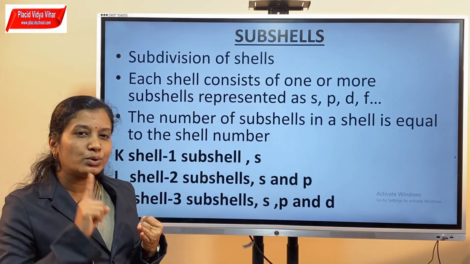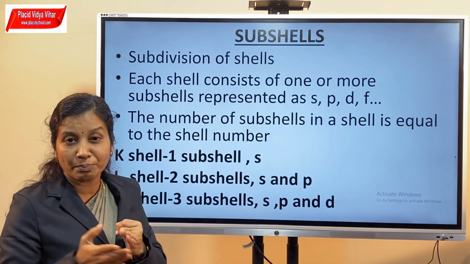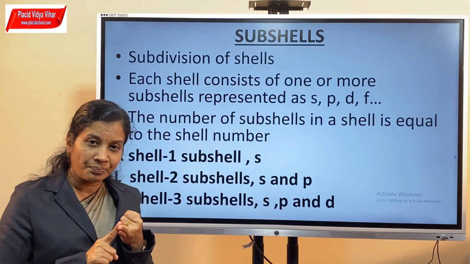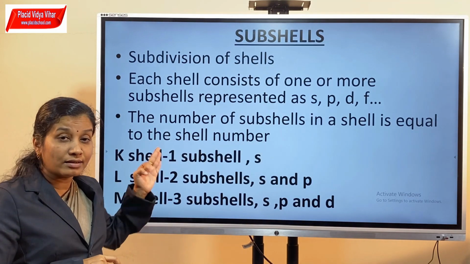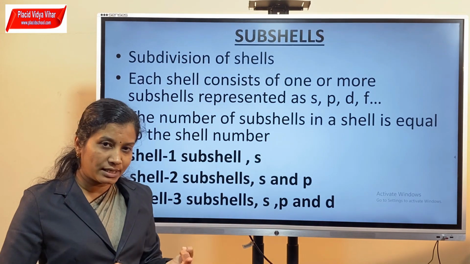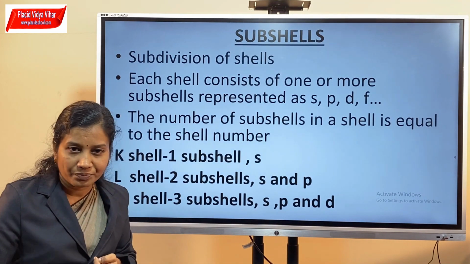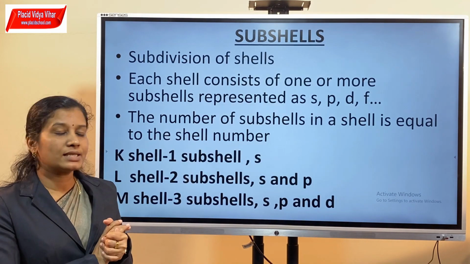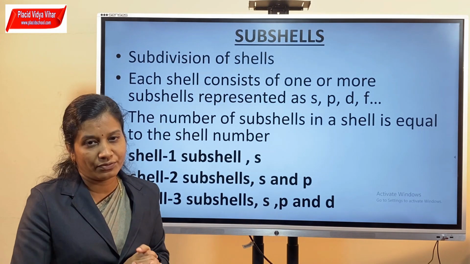2 subshells. So the number of subshells is equal to the shell number. The second shell consists of 2 subshells, and what are they? S and P. Then the third shell, the M shell, consists of 3 subshells and they are S, P and D. Similarly, the fourth shell consists of how many? 4 subshells and they are S, P, D and F.